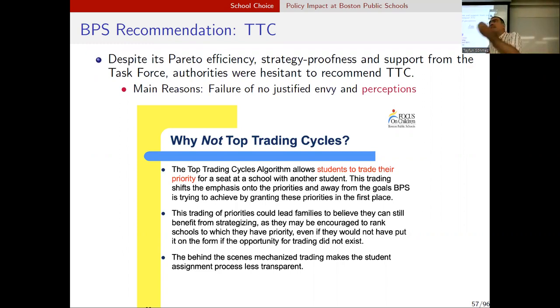Even though TTC is strategy-proof, it might not appear strategy-proof. That's what they were worried about. They were worried about the behind-the-scenes trade of the priorities. These are not consequentialist considerations. The reform didn't happen because of positive economics, right? And this is something I learned at BPS, and which was confirmed later on.